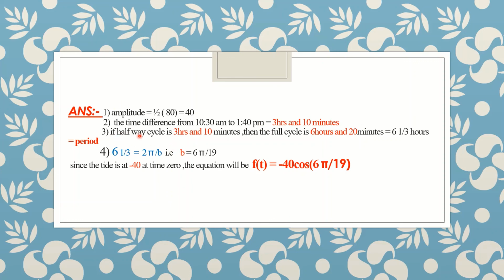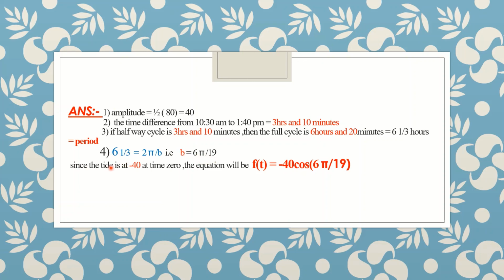If the halfway cycle is 3 hours and 10 minutes, then the full cycle is times 2, which is 6 hours and 20 minutes. Or you can change this total into hours: it is 6 and 1/3 hours, which equals the period. So the period equals 2 pi over b. To find b, you can crisscross and simplify. You will obtain b equals 6 pi over 19.